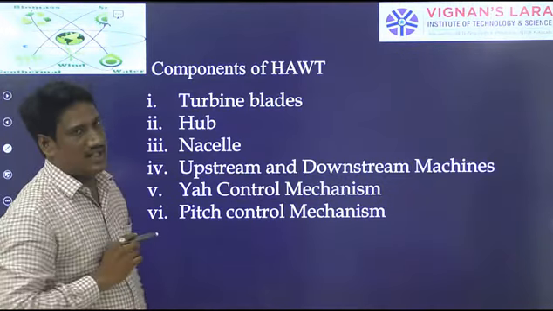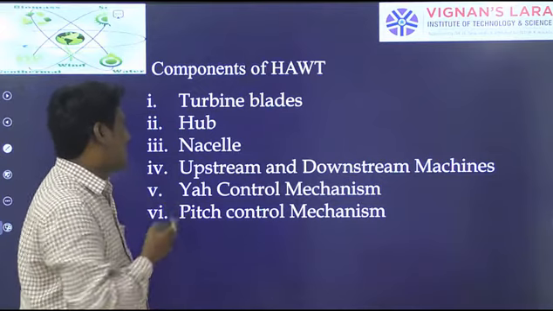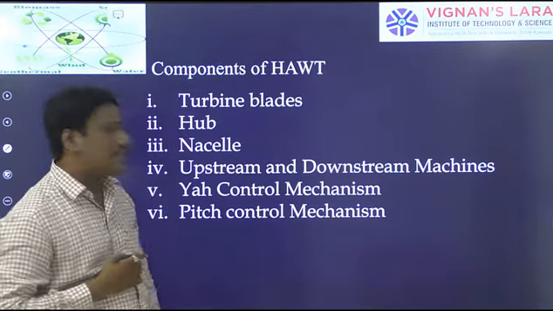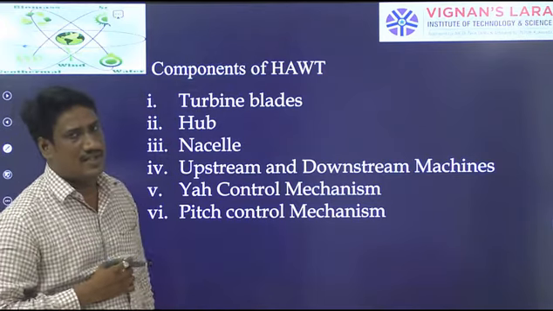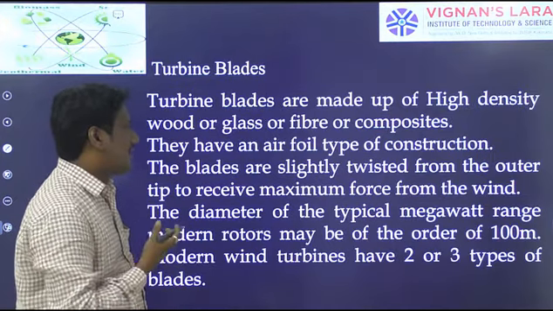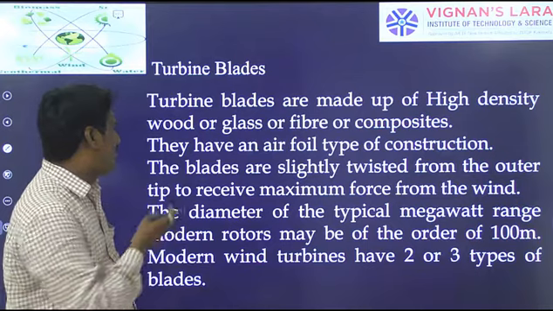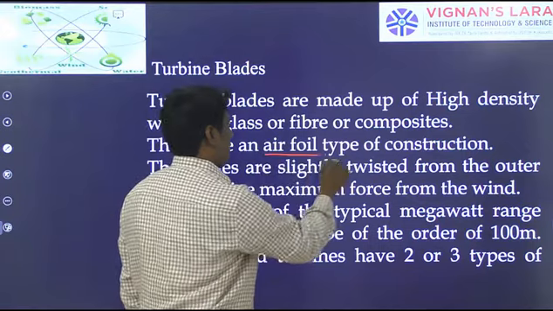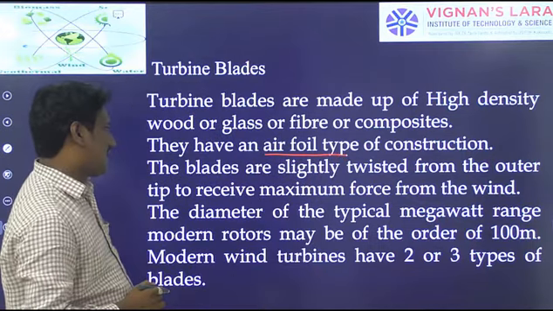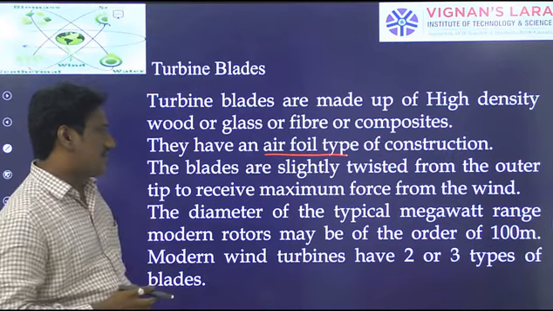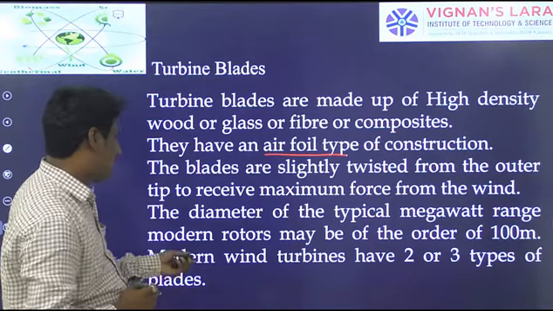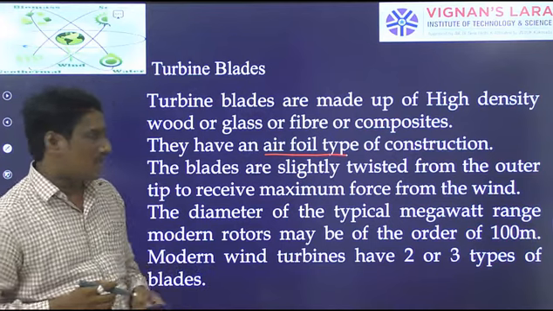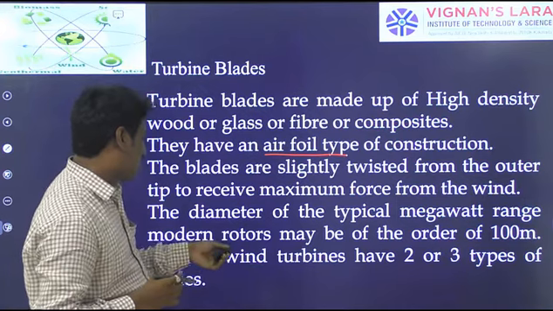So what are the different components of a HAWT? Turbine blades, the nacelle, upstream and downstream machines, the yaw control mechanism, and finally the pitch control mechanism. Turbine blades are generally made of fiber, glass or wood, with an airfoil type of construction, and the blades are slightly twisted from the outer tip to receive maximum force from the wind. The diameter of typical megawatt range modern rotors may be of the order of 100 meters.